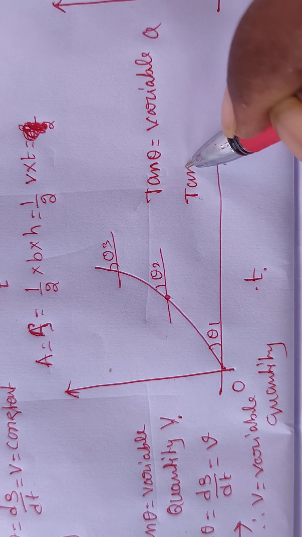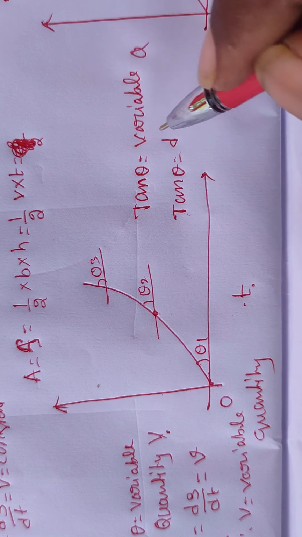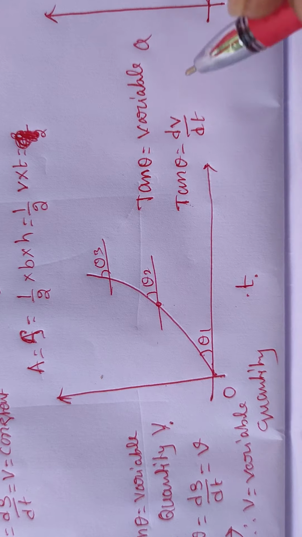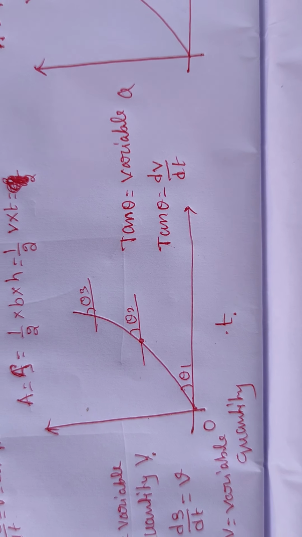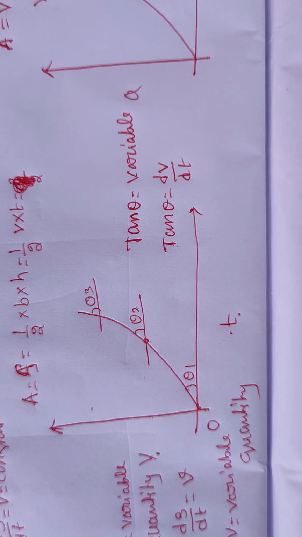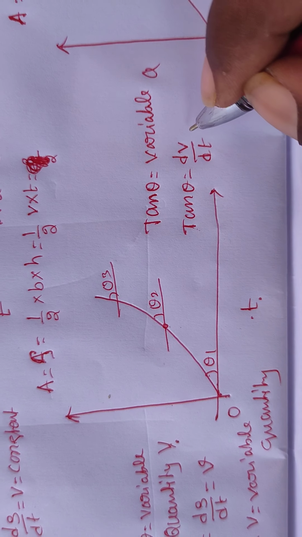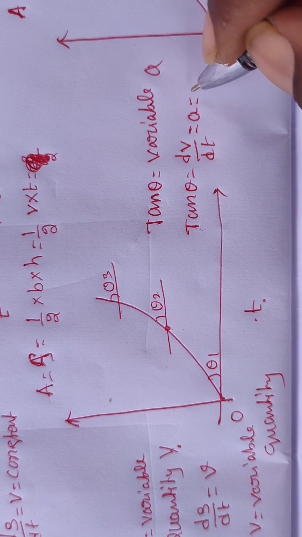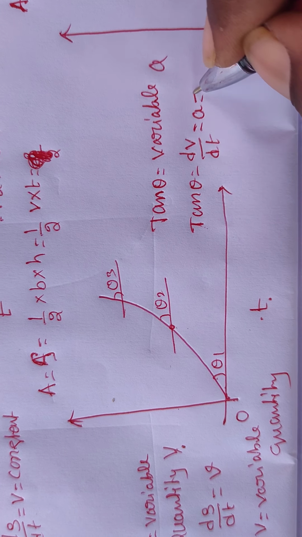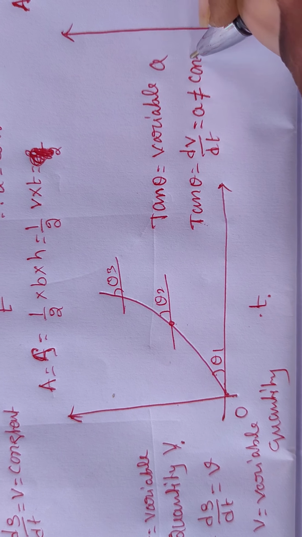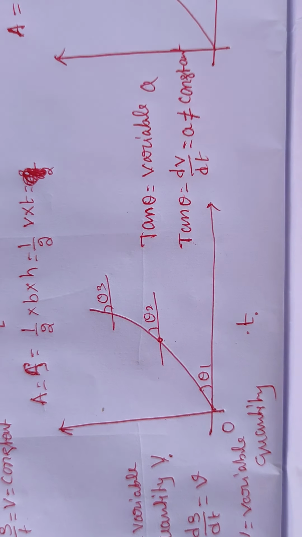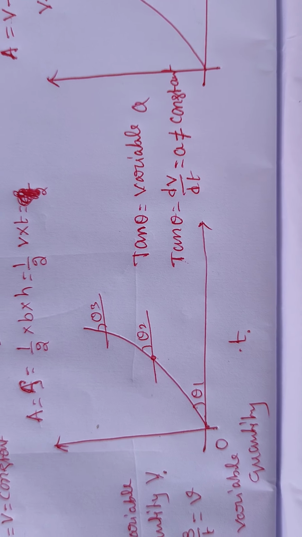Tan theta equals dv by dt. The rate of change of velocity is called acceleration. That acceleration is not equal to constant. Not equal to constant means it is a variable. Do you have any doubt?